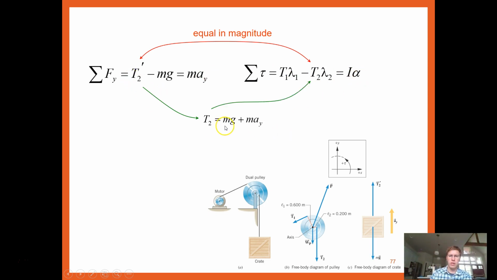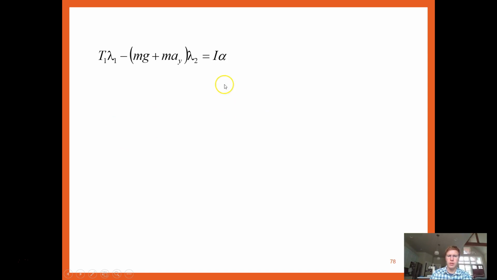So I solve one equation for T2 and substitute it into the other equation, and then I make the observation that the acceleration of the crate going up is just going to be the acceleration of this rope, which is equal to the tangential acceleration of the pulley at this location. And we know tangential acceleration is just alpha times r. The radius value at that point is just 0.2 meters, lambda 2.